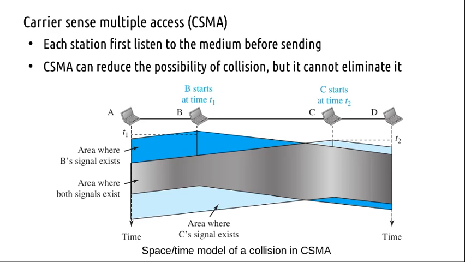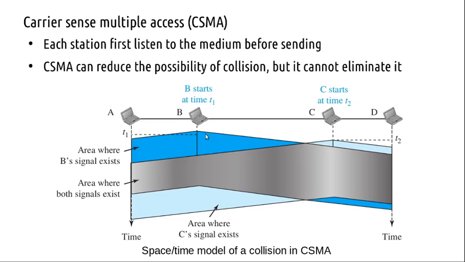CSMA, carrier sense multiple access. As the term indicates, there are multiple users trying to access the common channel. Don't get bowled over by this diagram; when we explain it, it will be clear. Now say I have A, B, C and D, and this is an Ethernet cable, a LAN cable which connects all these stations.